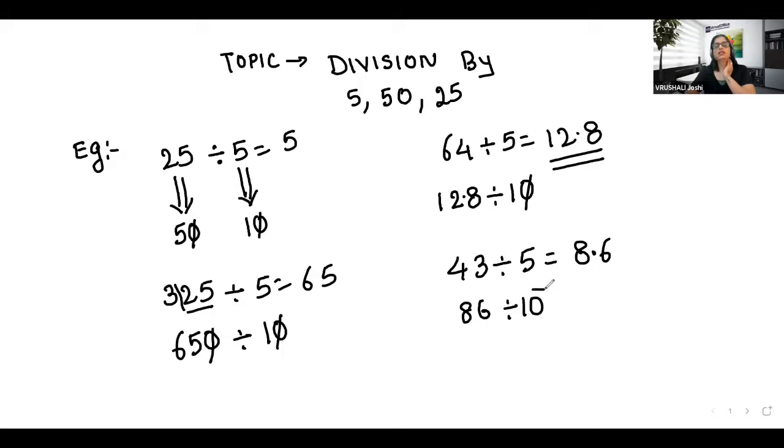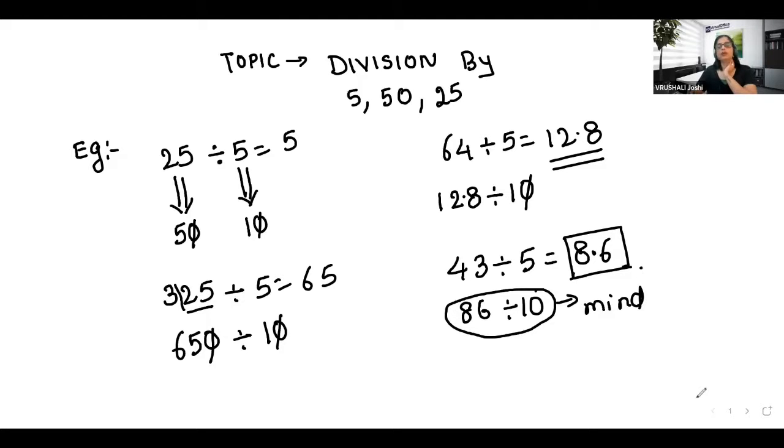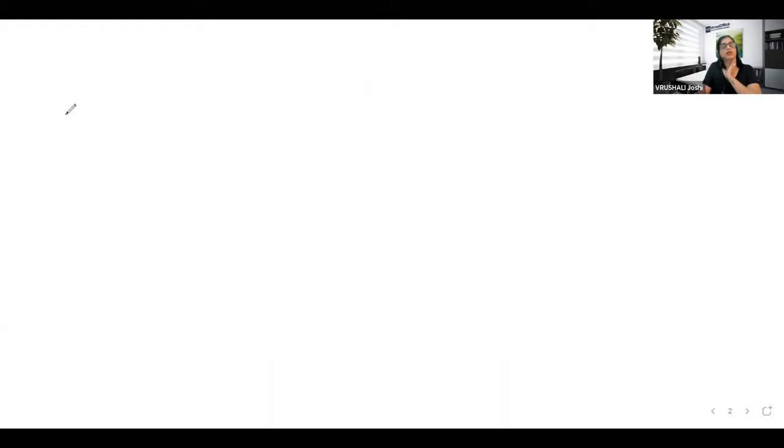I mean, this can be done in the mind. You only have to write this directly. Correct? I hope I'm clear there. For example, let's take one more example here. Suppose we have 1234 divided by 5. What you will do, double all the numbers here, directly write the answer here. Answer will be 246.8. Are you getting it?